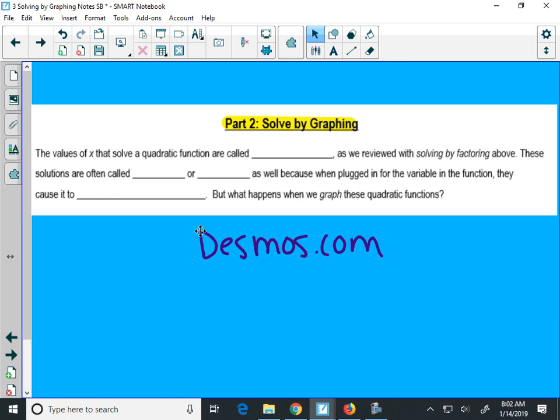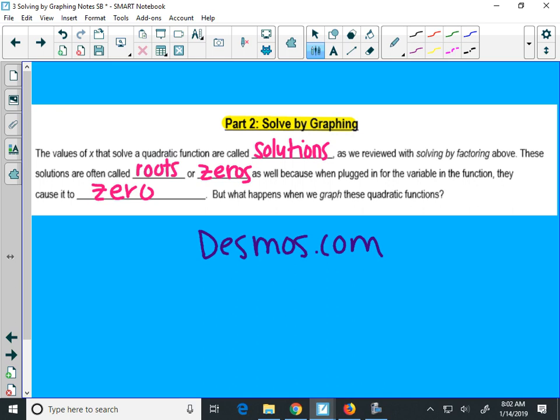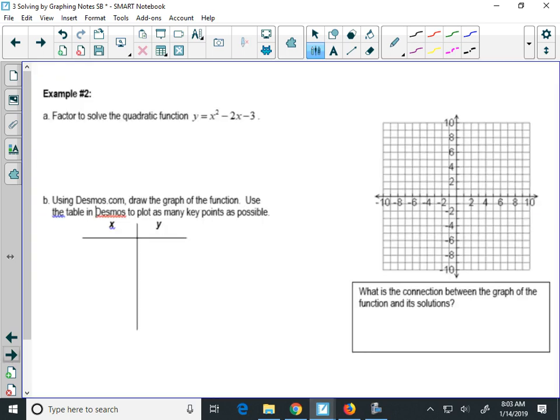So what we have here, it says some fill in the blanks. The values of x that solve a quadratic function are called solutions, as we reviewed with solving by factoring. Now, these solutions are also called roots or zeros because when we plug the solution back into the equation, so when we plug whatever x equals back into the equation, it causes that equation to equal 0. But we want to talk about today what happens when we graph these quadratic functions.